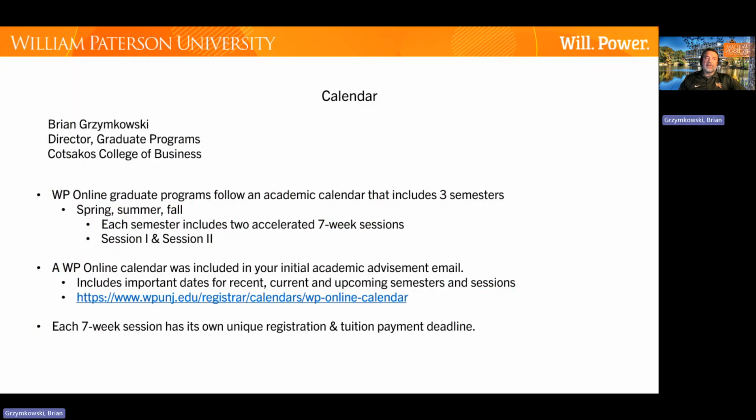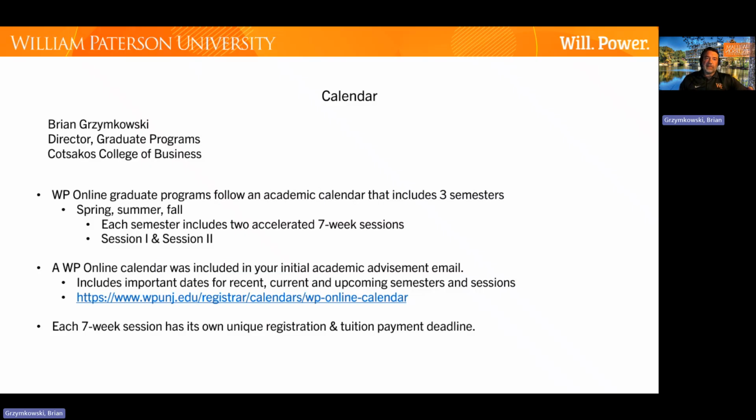So one important thing to note from the get-go is that we have 3 terms that are offered each academic year. There's the spring semester, the summer session, and the fall semester. And each of these has 2 unique accelerated 7-week sessions. So there's a session 1 and there's a session 2. Students, for example, would be taking 1 or 2 courses typically in fall session 1, and then would be taking 1 or 2 different courses in fall session 2.